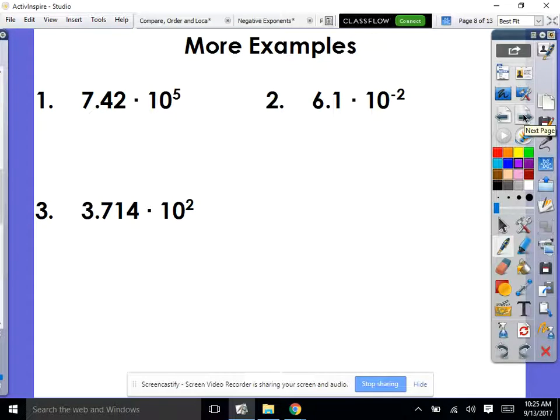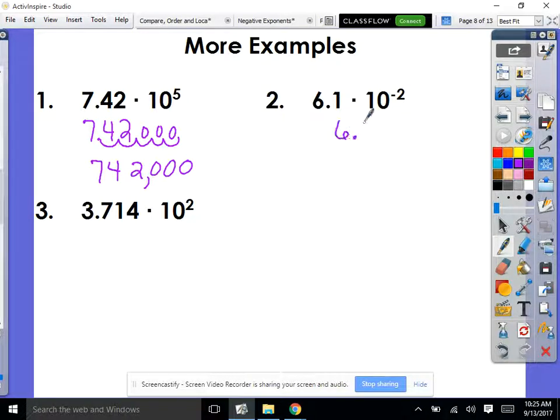All right, so here are some more examples. The 5 tells me to move my decimal 5 places, and since it's positive, I'm going to move it to the right. 1, 2, 3, 4, 5. And this is how I expect you to show your work. Just rewrite it so you can move the decimal, and then rewrite it in standard form.